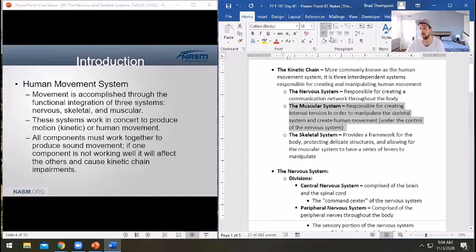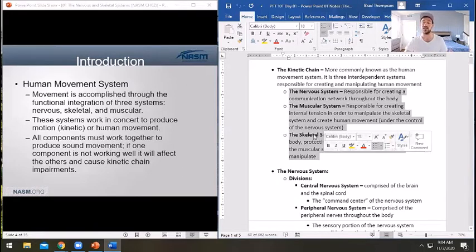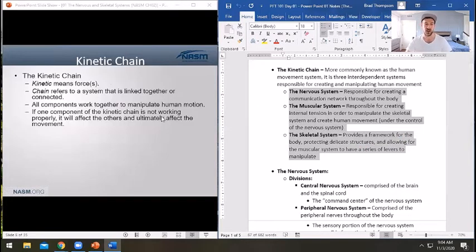So it goes in all three directions. We want all three of these to be equally strong because they are all equally interdependent, right? They all rely on each other. Kinetic obviously means forces, right? Chain is a system of things linked together. And again, if one component is out of whack, all of them are out of whack.